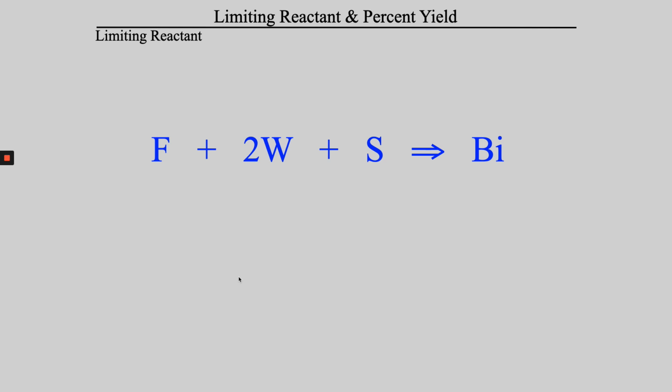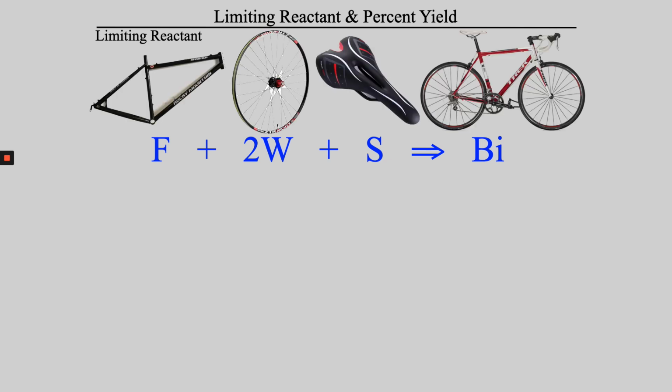But guys, the question then becomes, what does this reaction represent? And guys, I know some of you are hesitating because you're like, this is stupid. This is fluorine, this is tungsten, this is sulfur, and that obviously doesn't make bismuth. Guys, this is not a chemical reaction, this is a recipe. And it is a recipe for building bicycles. Kind of. But stick with the analogy. So guys, we are going to claim that if you take one frame, two wheels, one seat, and you bolt them together, you get a bicycle.